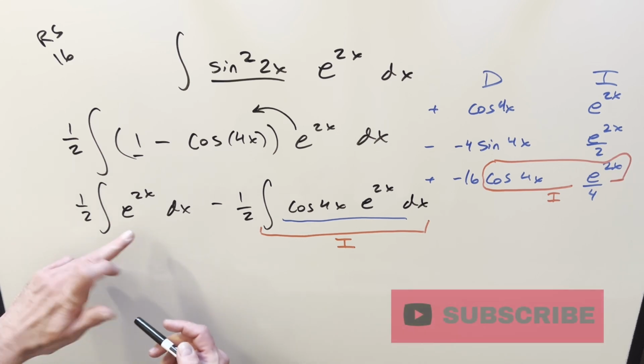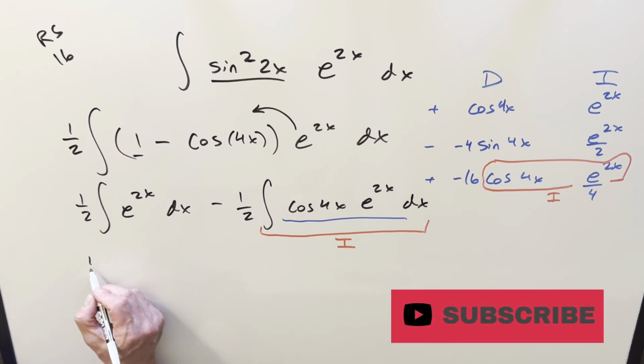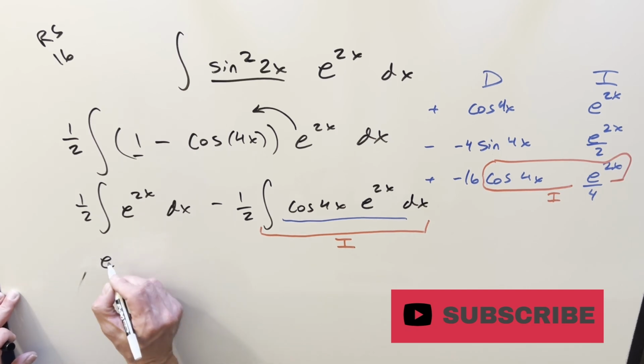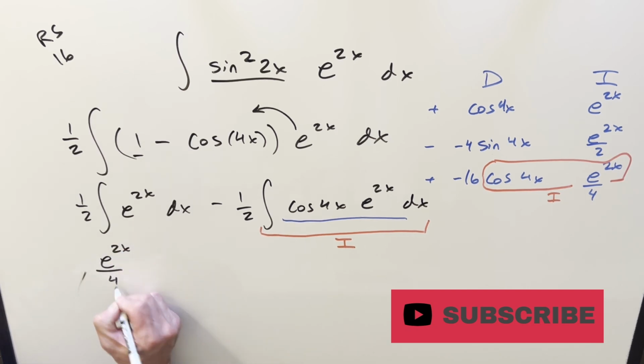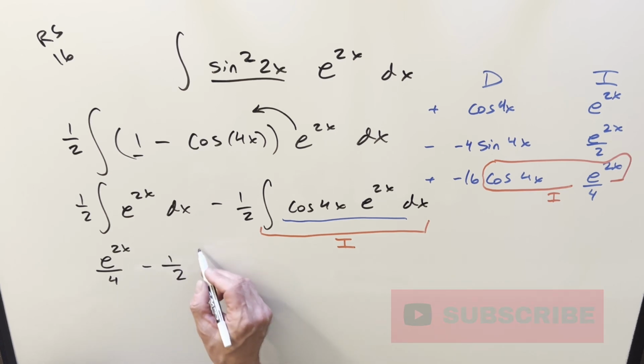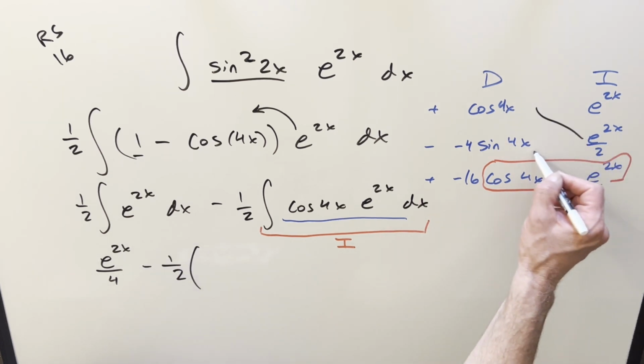Next, let's see what we have. I'll just integrate this one because it's easy. So we're going to have a 2 pop out, we get the e2x back. So this is going to become e to the 2x over 4 here. Then on this one, we're going to have minus 1/2 in front, part of the solution on the diagonal.